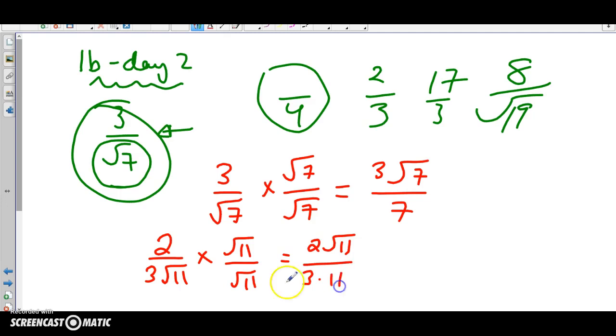Okay, so let's work this out real quick. This is really a 1 in front here, right? So 3 times 1 is 3. Root 11 times root 11 is root 121. Root 121 is 11. So we can just go straight into this, and that leaves us 2 root 11 over 3 times 11, which is 33. So I have that.